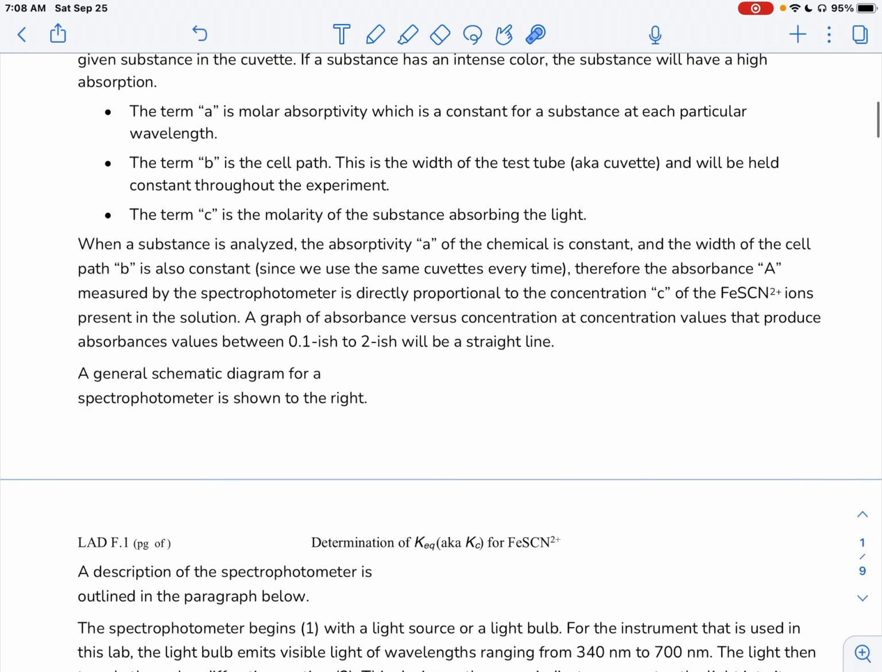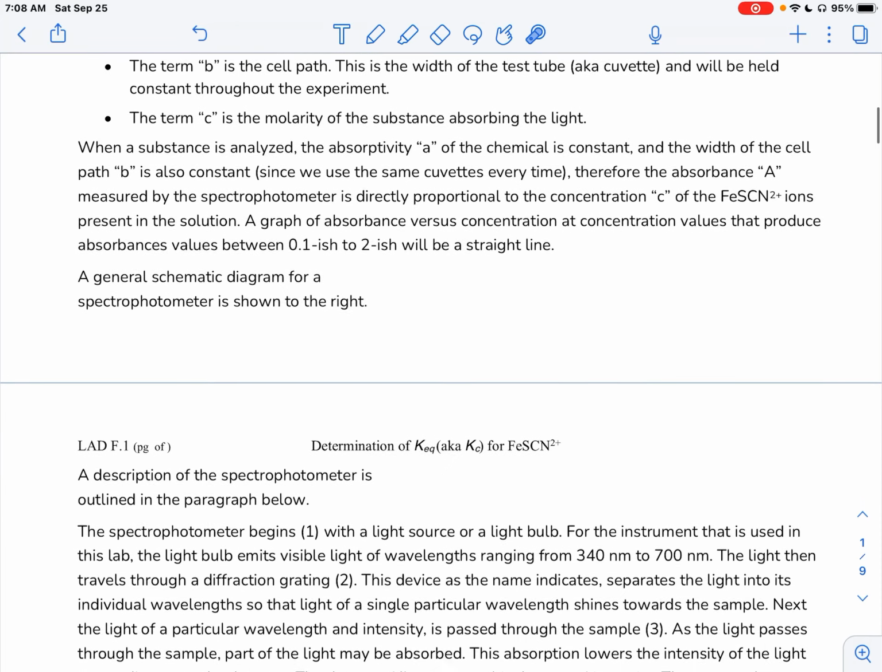So A, the little a, is a constant. And then the cell path is also a constant because we're going to use the same ones. So we can figure out what C is, concentration, based on the capital A that we see from the spectrophotometer.